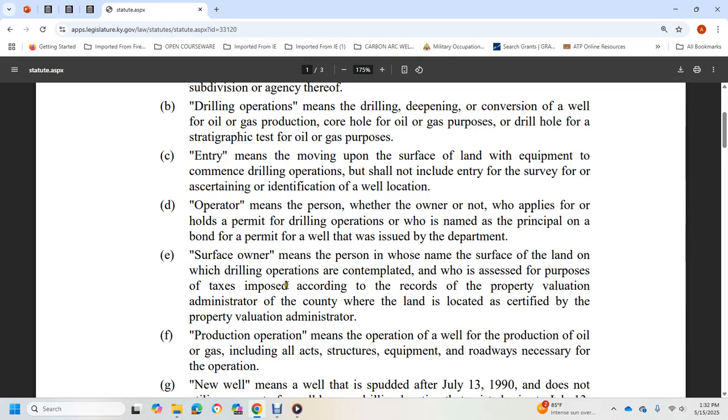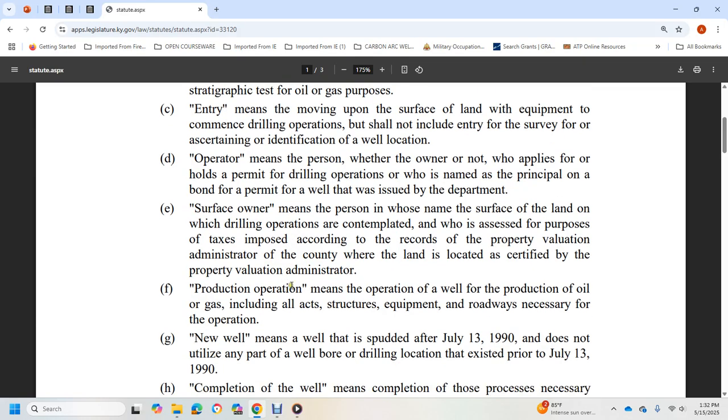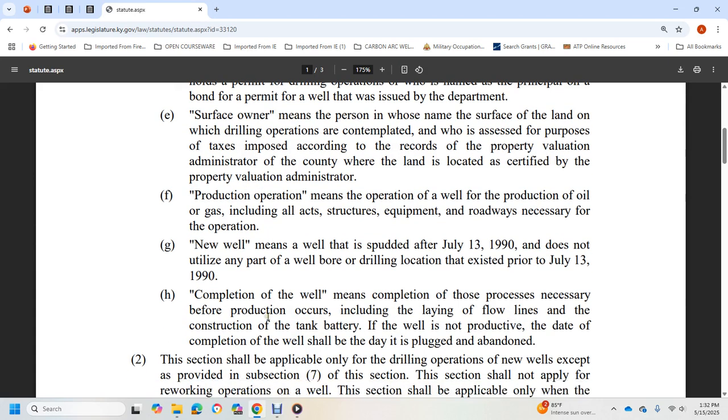Production operation means the operation of the well for production of oil or gas, and includes all acts, structures, equipment, and roadways necessary for the operation. New well means a well that is spudded after July 13, 1990, and does not utilize any part of a well or drilling location that existed prior to July 13, 1990.